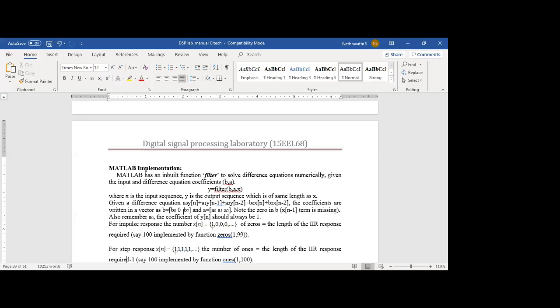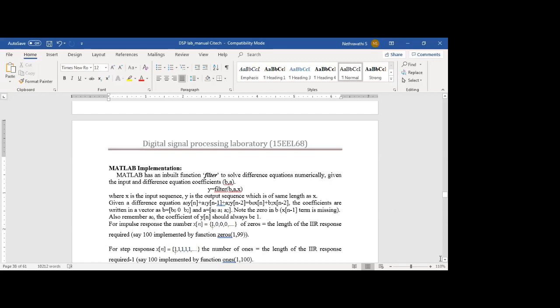Yes, sir. If you just see the coefficients of a, that is for your output y of n, all three values are there. That is, we have a naught, a1, and a2. So I am writing all three coefficient values. A here is equal to a naught, a1, and a2.